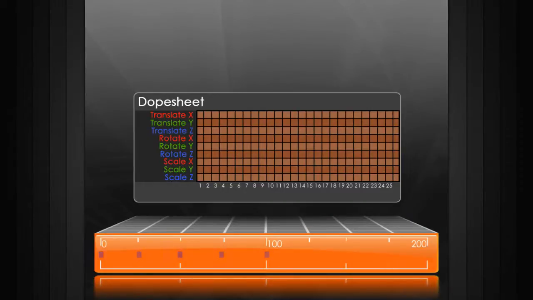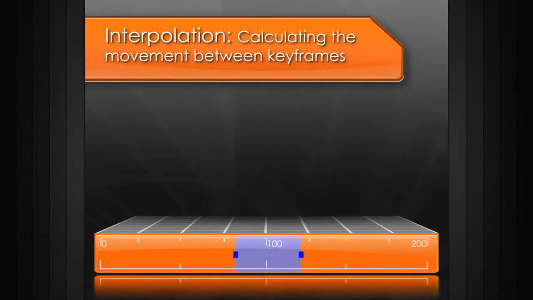In this lesson, we will learn about the graph editor. So far, we've edited keyframes using the time slider and the dope sheet. But what's happening between the keyframes? Well, the computer is interpolating between the keyframes, or in other words, filling in the blanks.